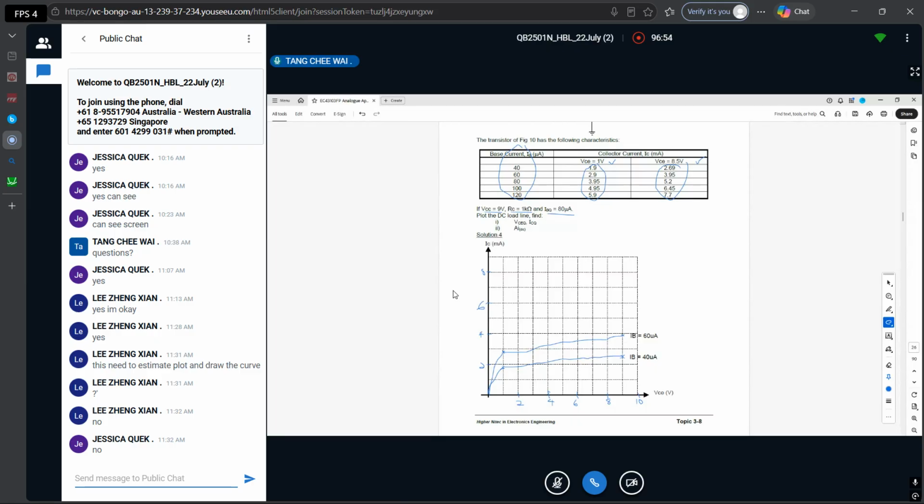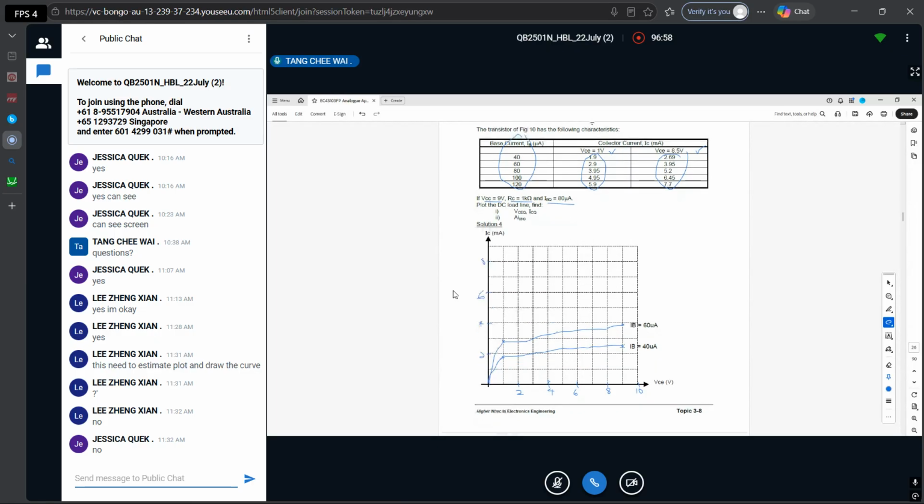Then of course we need to plot the curve again. You realize that I already drew two here, for the first two values, 40 and 60. Don't worry, it's the same as just now. It's just that the arrangement on the table is slightly different. So again, I want to point out, I still want to repeat.